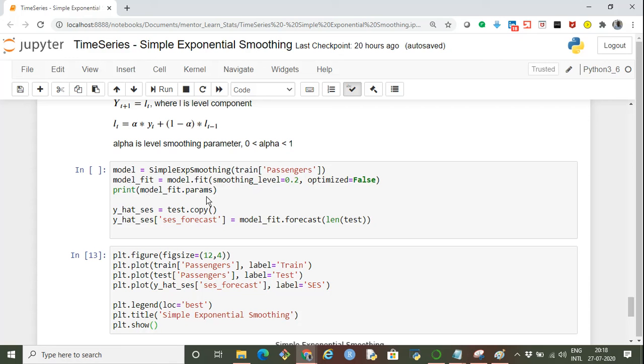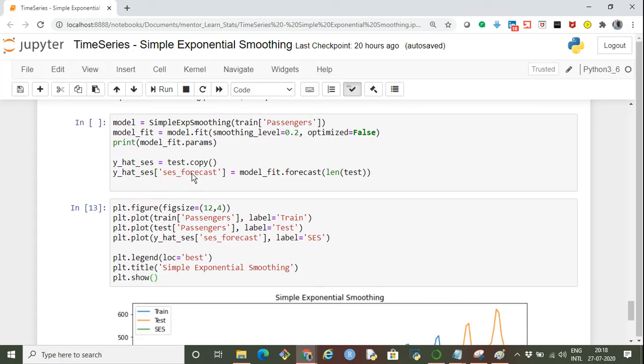Now we can print the parameters. What are the parameters that it is having? Now we have to do the forecast. So I'm taking test.copy and storing it in another data frame y_hat_ses, where ses represents simple exponential smoothing. In that data frame, I'm adding one more new column, ses_forecast, that is the forecast for simple exponential smoothing, and it will have values coming from model_fit.forecast. I'm doing a forecast for the length of test, that is the number of observations in the test data set, I think around 24. Yeah, so for 2 years of forecast. So it will do the forecast.